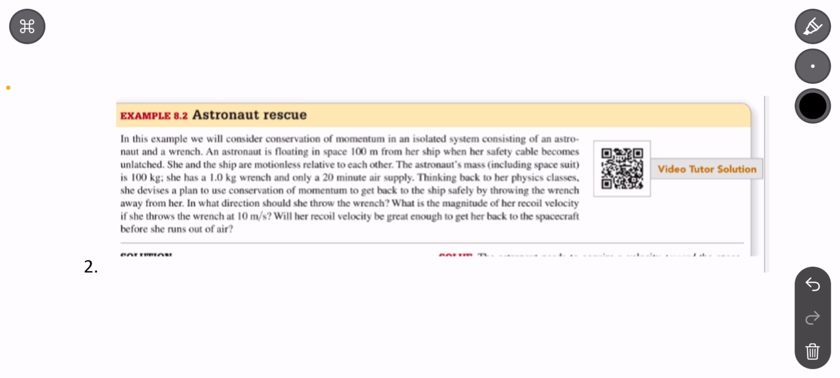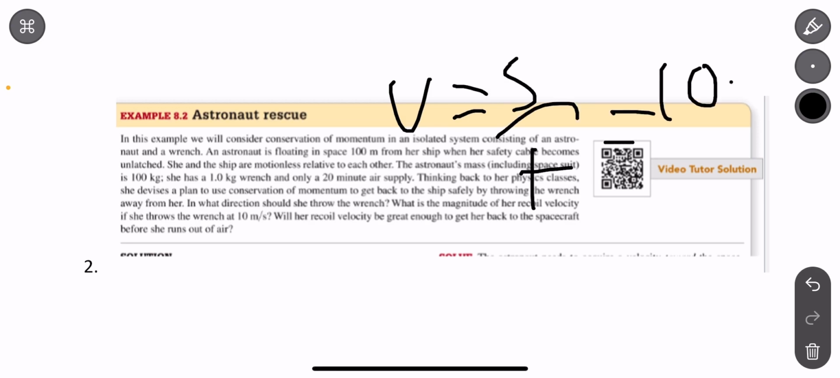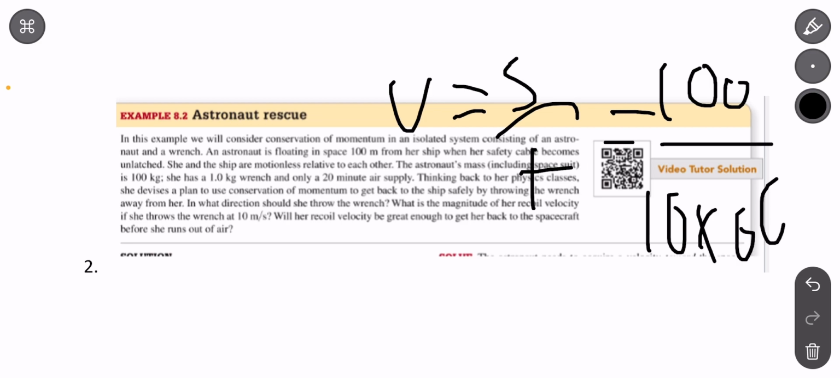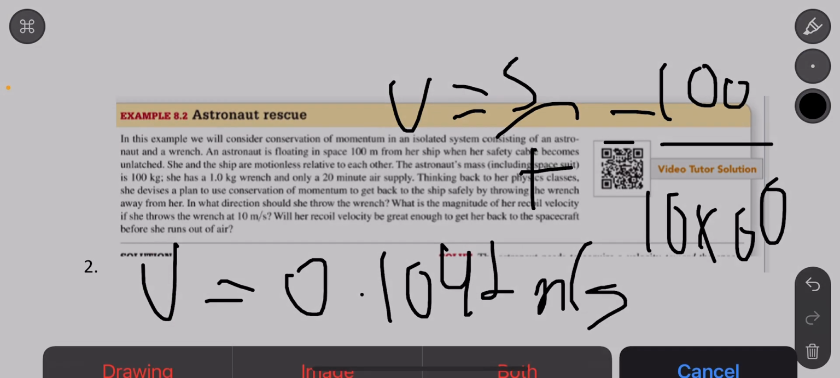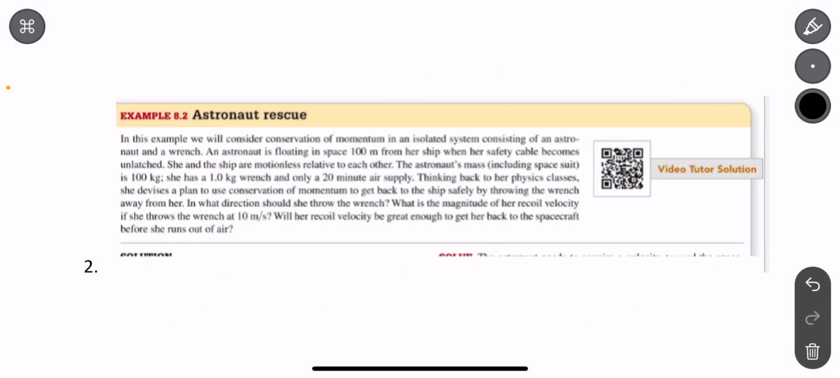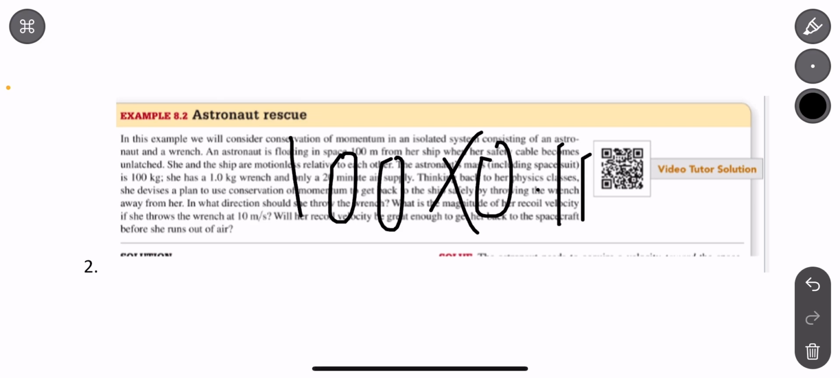Her velocity has to be, right? To figure that out again, we put S over T, which is going to be 100 over this times 60. And the velocity is going to end up being 0.1042 meters per second. Now that's important, right? Because she has to throw the wrench at the velocity of this number times 100. So we do that again.